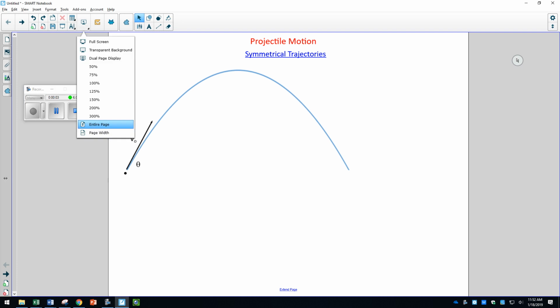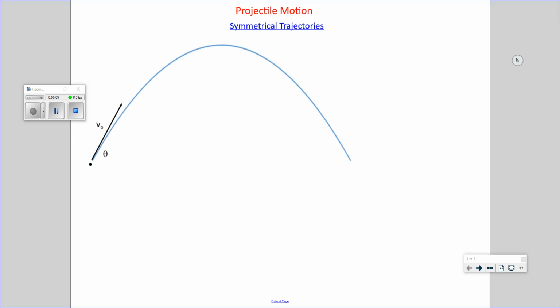Howdy, people. Let's talk about the motion of a projectile. In particular, let's talk about the motion of a projectile whose path or trajectory is symmetrical. And what I mean by that is this object lands at the same height it was launched from, as you can see in our little diagram.